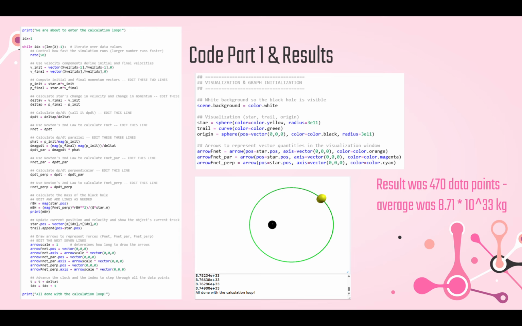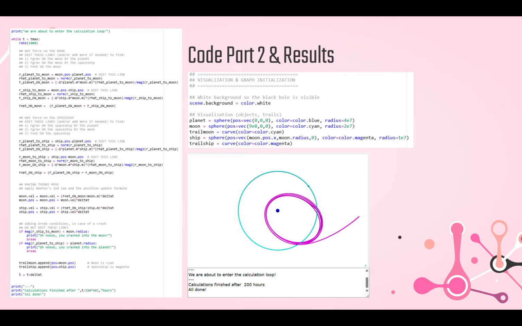The result of this was 470 data points, which averaged to 8.71 times 10 to the 33 kilograms mass of the black hole. This is the part 2 code. Here, the universal gravitational formula was used primarily to find the force of the planet on the moon, as well as the force of the ship on the moon, as well as the force of the planet on the ship and force of the moon on the ship, in order to create this trajectory.